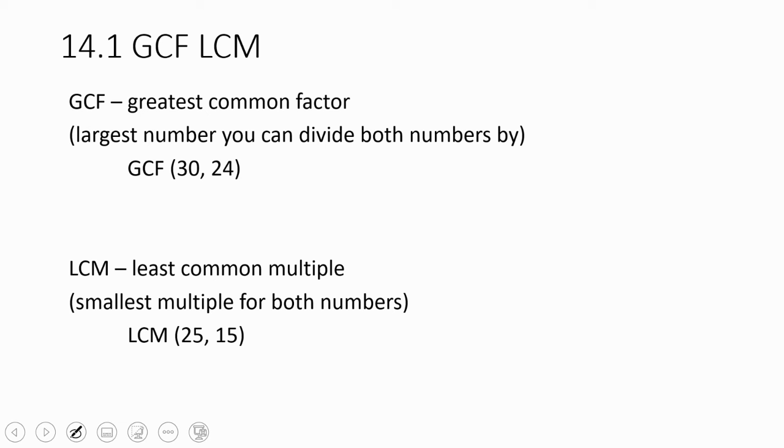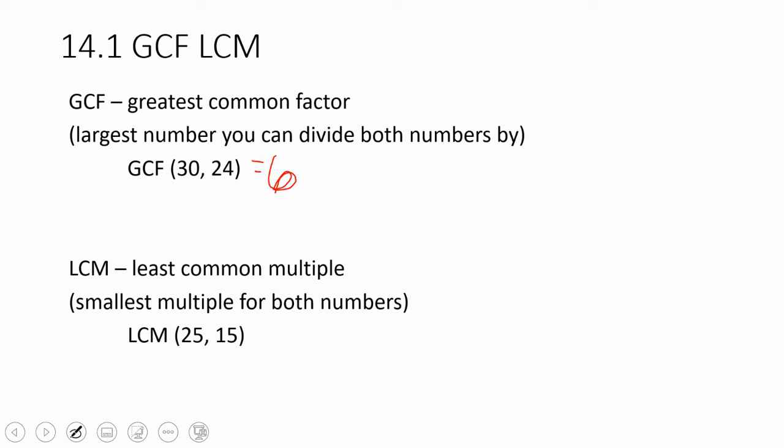So just to remind you, GCF means the greatest common factor, meaning it's the largest number you can divide both numbers by. So if I said the GCF of 30 and 24, most of you at this point could look at those numbers and realize that the GCF is 6. That's the biggest number that you can divide 30 and 24 by.